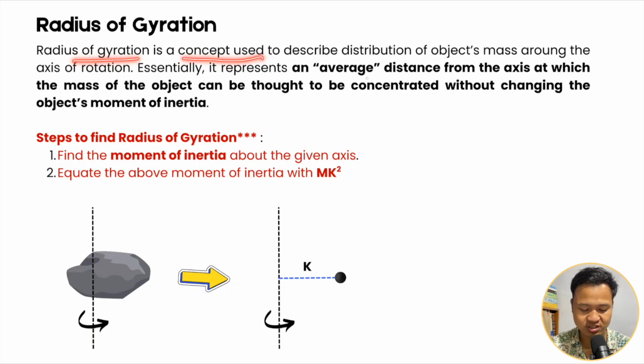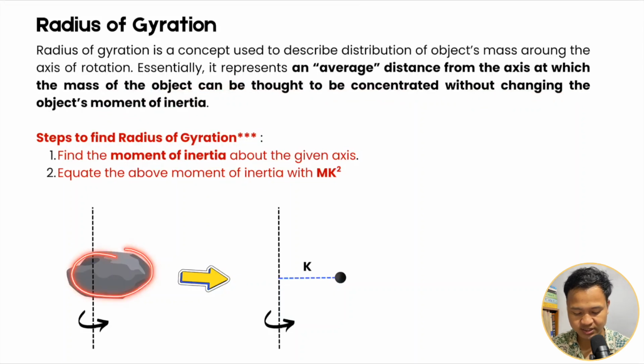So this is a concept used to describe the distribution of an object's mass. Okay, so how the mass of the object is distributed around the axis of rotation. It basically represents an average distance from the axis of rotation at which the mass of the object can be thought to be concentrated without changing the object's moment of inertia.